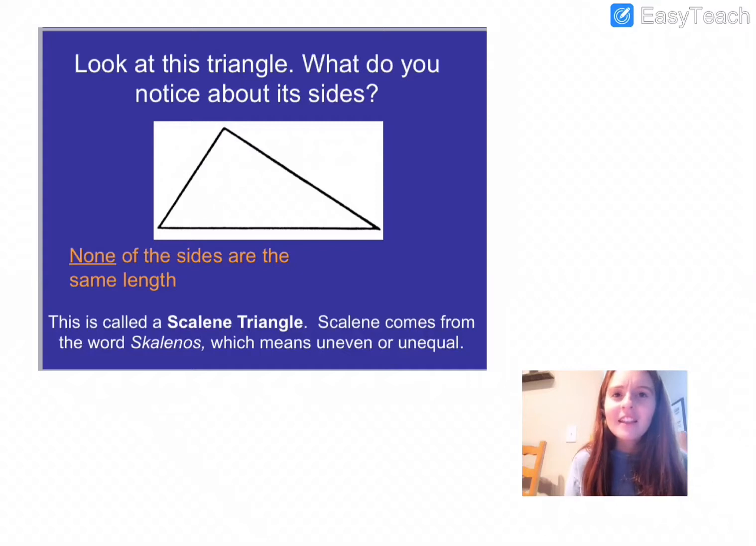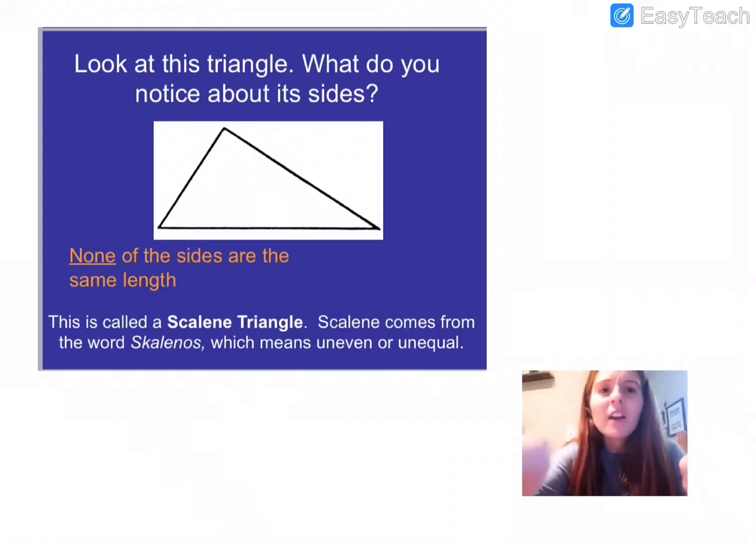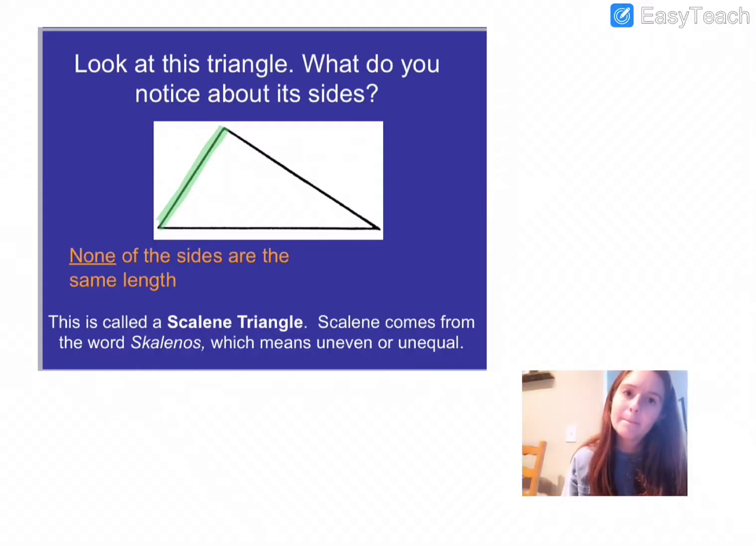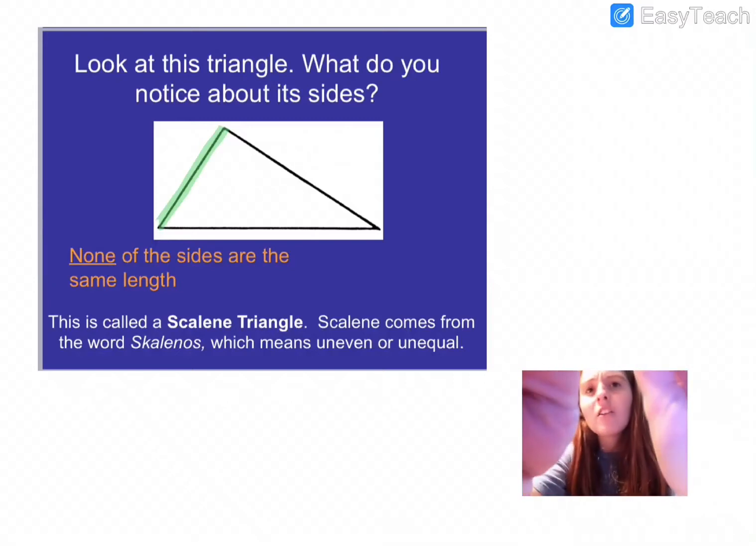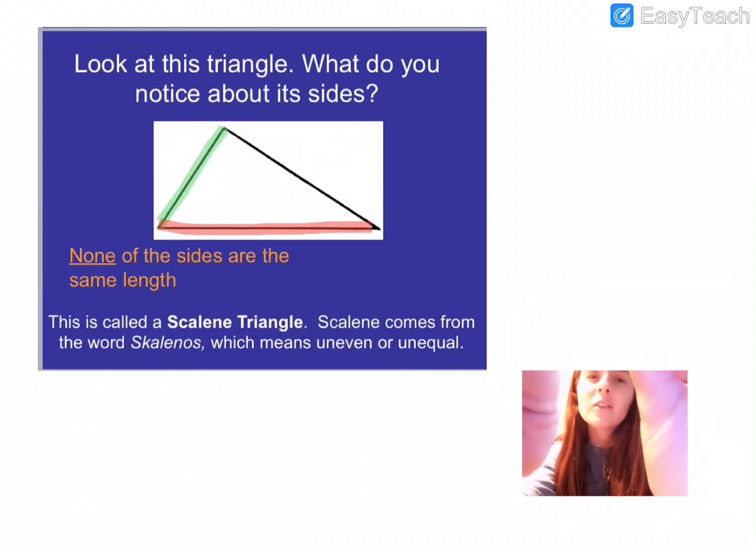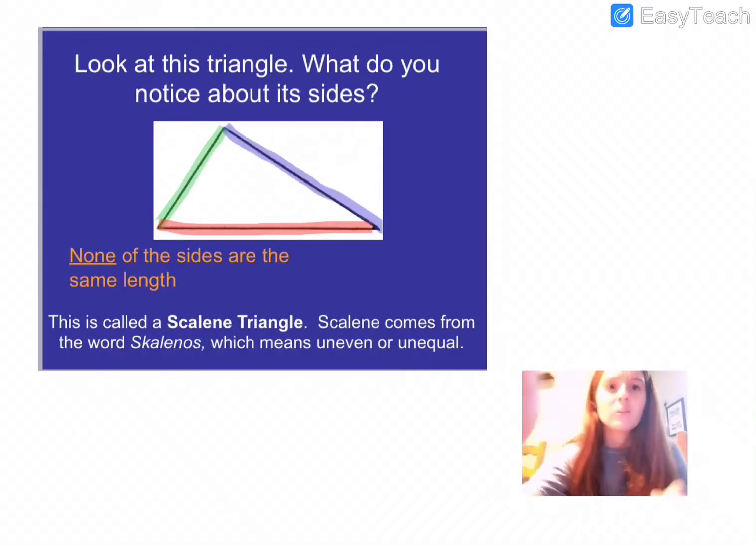All right. Then it says, look at this triangle. What do you notice about its sides? Well, I'm trying to look at the length. This side looks the shortest to me. But it looks kind of lopsided. It does not look like the other two sides are equal, like the isosceles triangle. This side looks like it's one length, and then this side looks like it's one length.